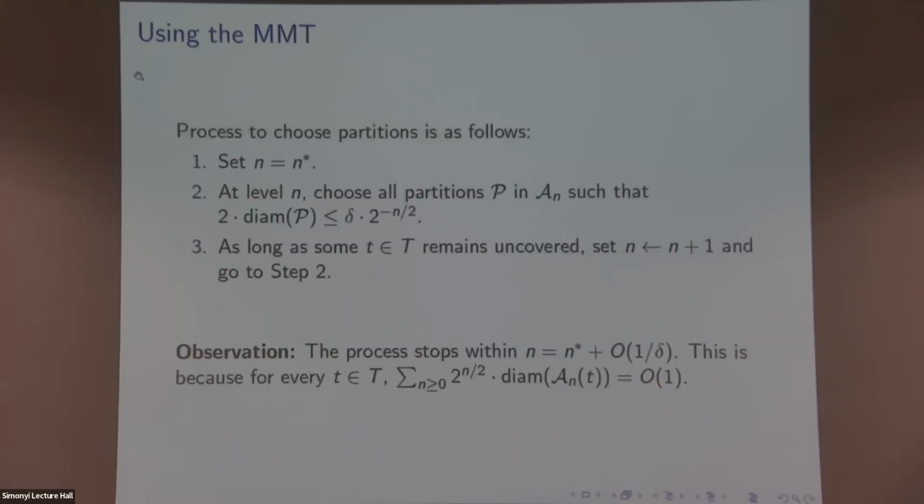The first point is that the process will stop rather quickly, within 1 over delta steps. Why? Because every time I do not choose a particular point, this 2 to the n over 2 times the diameter is contributing delta. Every part has to terminate within one sum, so this process cannot go on for more than 1 over delta. So this is a completely finite process. That's great.